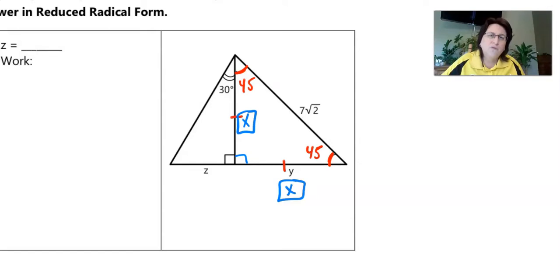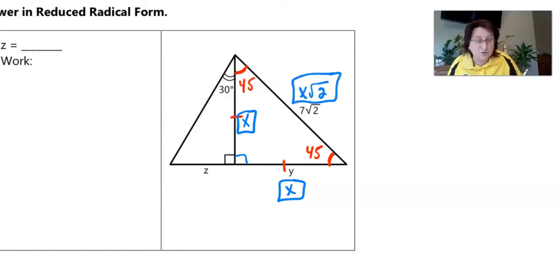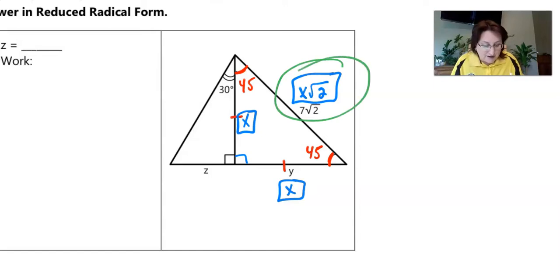Okay, so hopefully you guys remembered that the 7 square root 2 is going to have the ratio of x square root 2 in a 45, 45, 90 degree triangle. Now guys, why am I starting with the 45, 45, 90? Well, hey guys, look at this. This is the side length that I know, isn't it? I know that side length, so I'm going to start there.